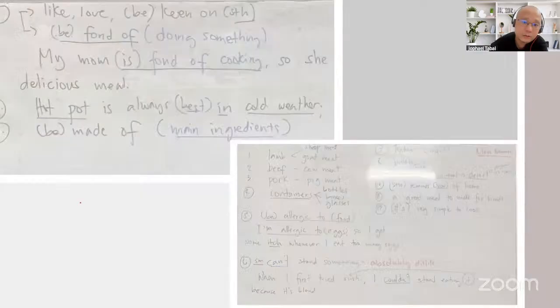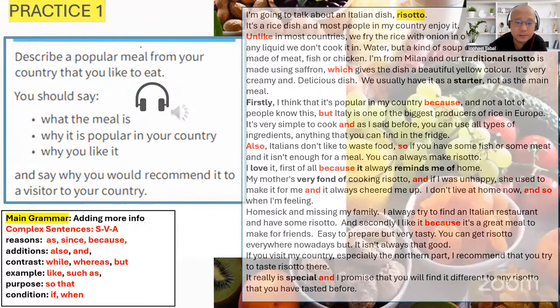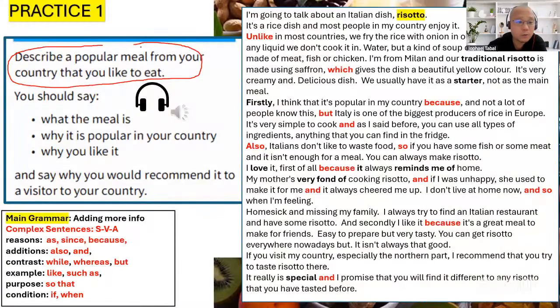So today, I want you to describe. So here's an example answer from the audio scripts. Okay. So I want you to describe a popular meal in your country that you like to eat. Okay. So describe it. And again, you should say what the meal is, why it is popular in your country, why you like it, and say why you would recommend it to a visitor to your country, okay? So I'm going to give you enough time to prepare, around 3 to 5 minutes, so you can focus on the quality of your answer, all right? And after that, I want you to speak your answer in the class, okay?